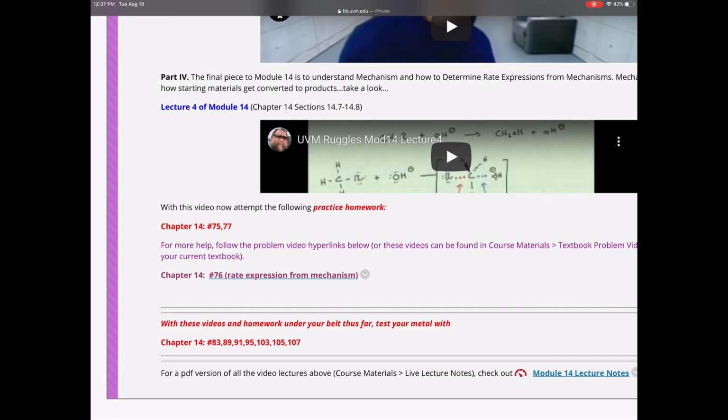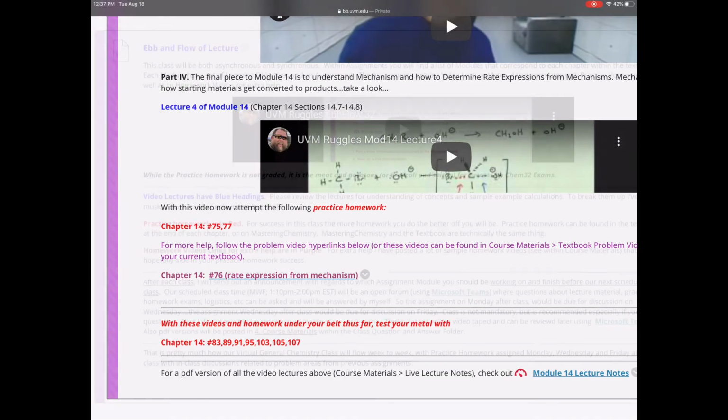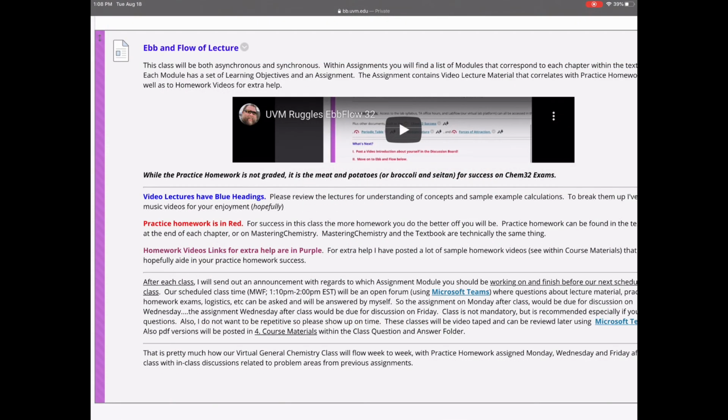Remember, we talked about that already, that you could access that through course materials as well and live lecture notes. So that's how the assignments will be broken down in terms of those blue headings for video lectures, red headings for practice homework, purple headings for extra help homework videos.